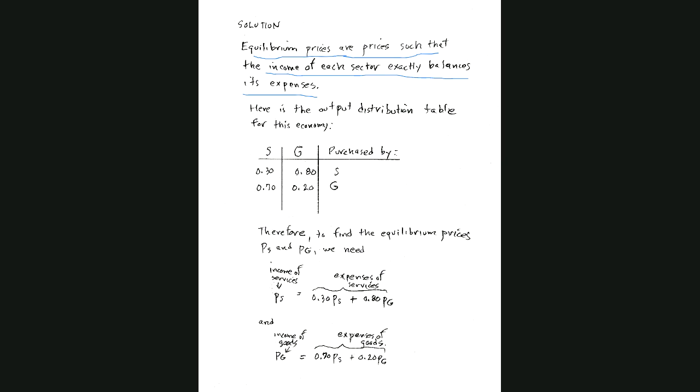Now, profit and stuff like that, that's more advanced. We're just worried about homogeneous systems and economics. So what we have to do is create what's called an output distribution table. And that's what I have here. Output distribution table for this economy.